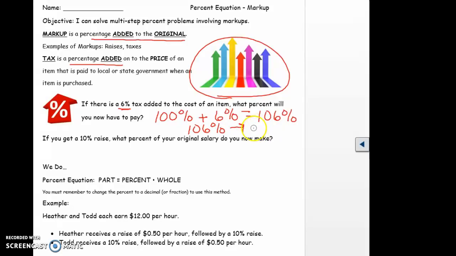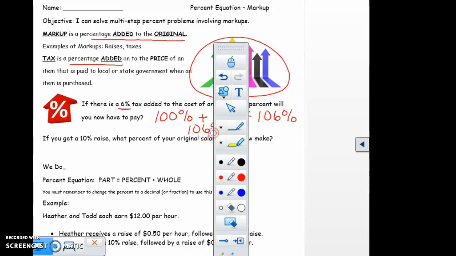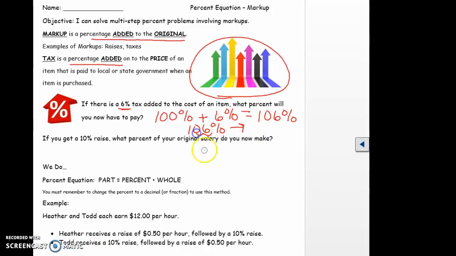Just as a little practice, how would I take 106% and change it to a decimal? If you remember, you can put it on your calculator. If you don't know how to do it, you're just taking the decimal that's at the end and moving it 2 places to the left, so it's 1.06.